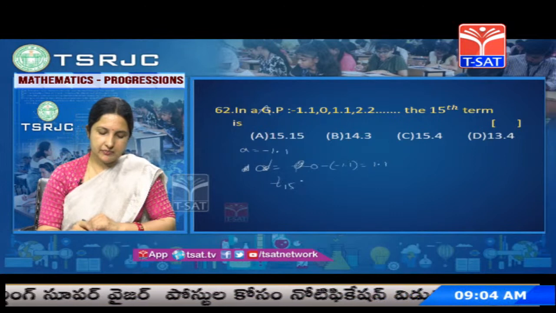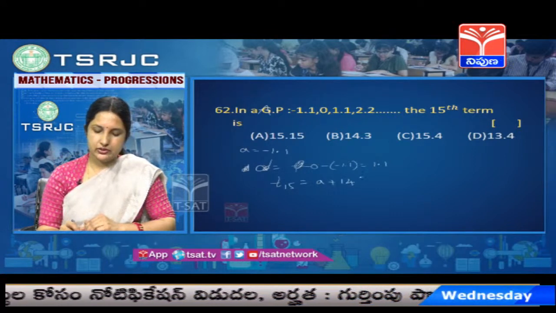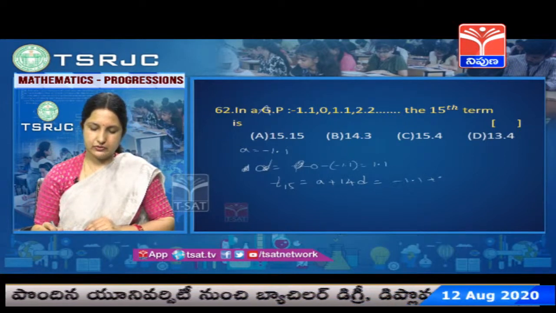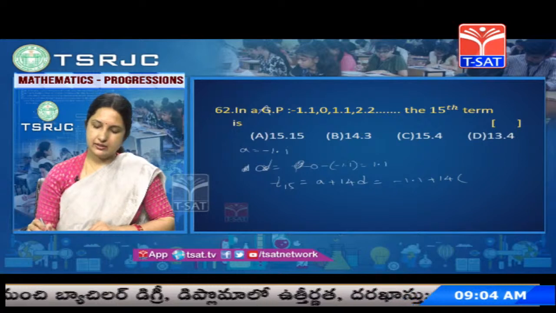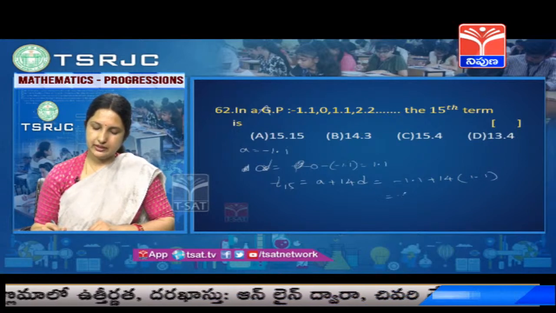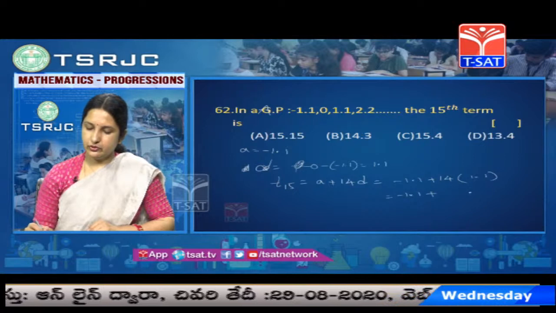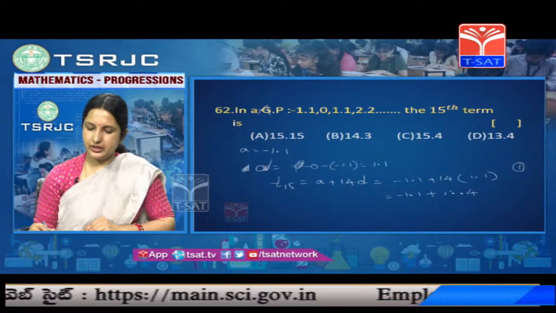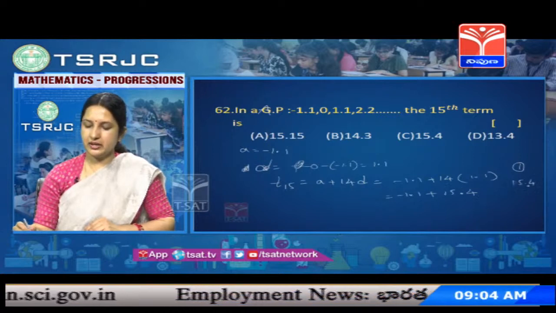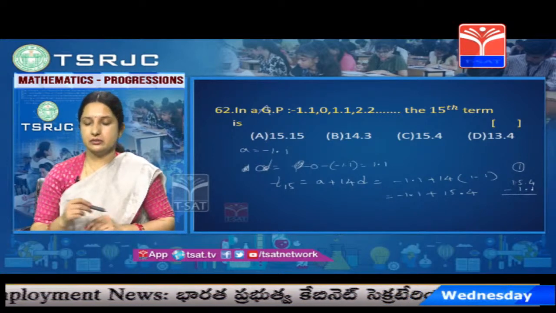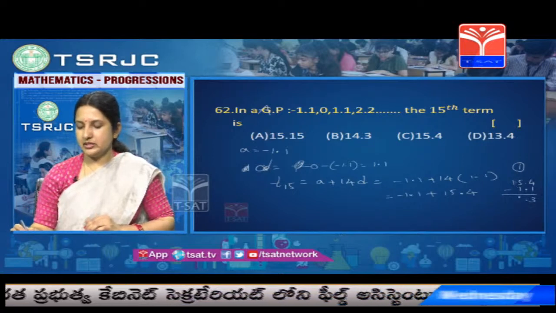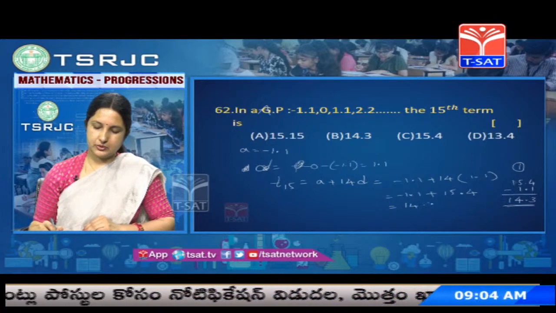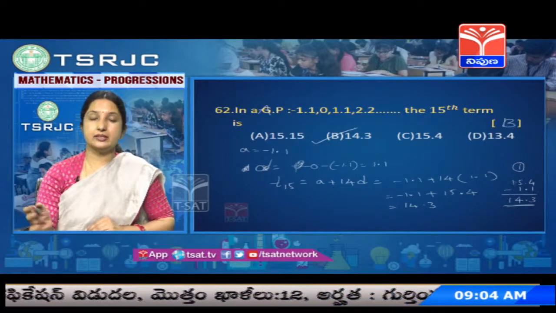Then the 15th term equals a plus 14D. a is minus 1.1, plus 14 into D, which is 1.1. 14 ones are 14, plus 1, that is 15.4. From 15.4 we subtract 1.1. What do we get? 14.3. So the answer is 14.3, which is option B.